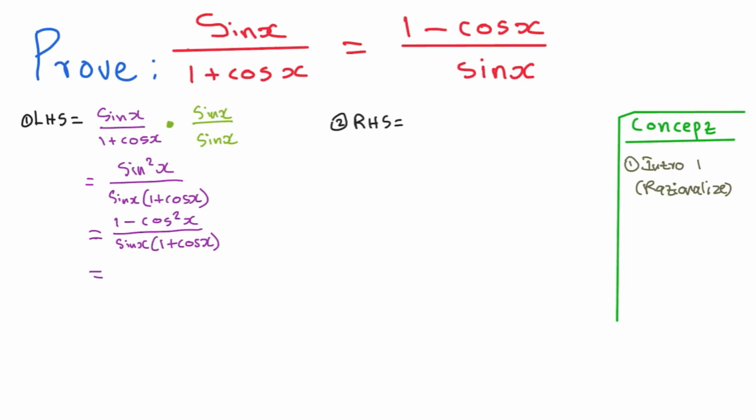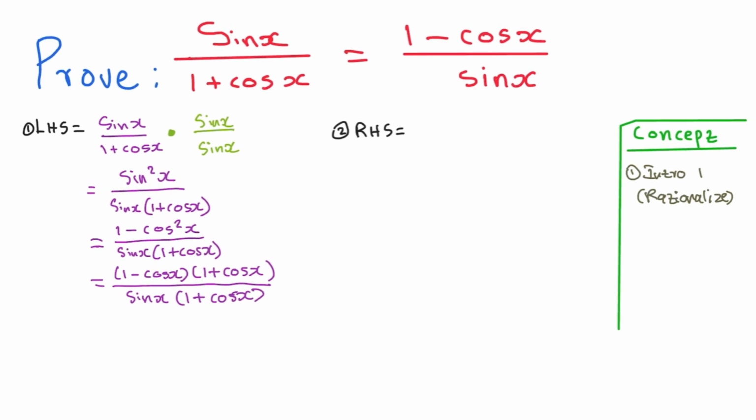You're going to have 1 minus cos x into 1 plus cos x, and you close all over sine x into 1 plus cos x, right? Then you realize, oh, now I can cancel 1 plus cos x and 1 plus cos x, which means at the top I'll be left with 1 minus cos x, and at the bottom, I'm going to be left with sine x. Isn't it this one? It is. They are similar. So then you're going to conclude and say left-hand side equals right-hand side. You see how easy this is?